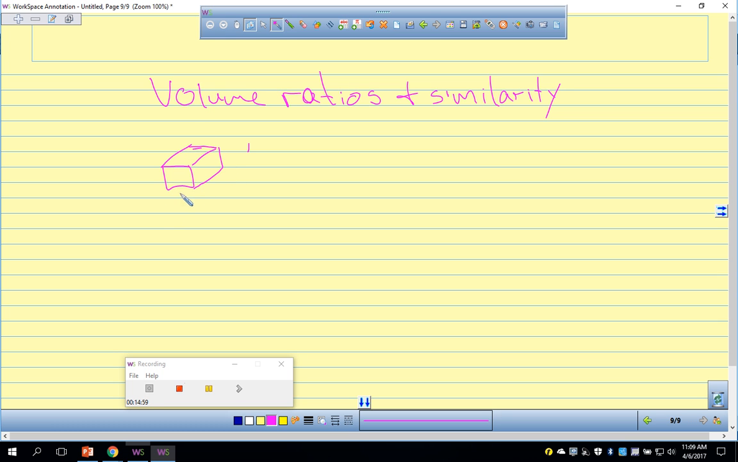And let's say this box is 1 by 3 by 2. And I make a new box that is twice as big. Say these boxes are similar. And I make it twice as big. So what's this side going to be? 2. What's this side going to be? Twice as big.